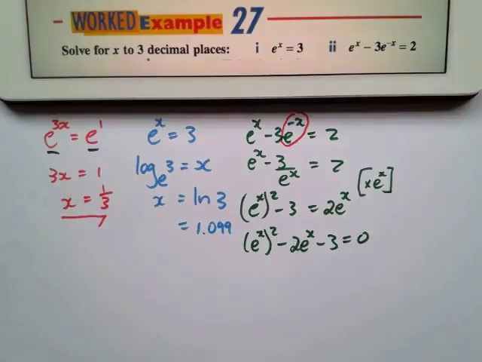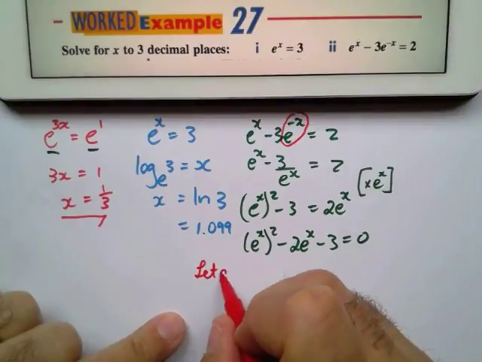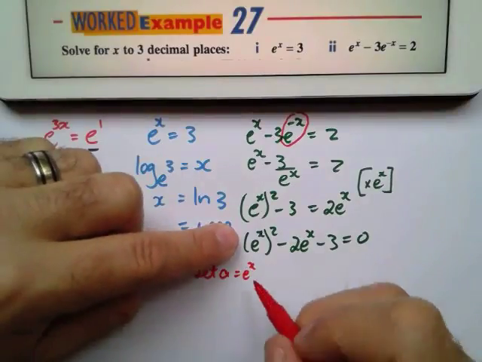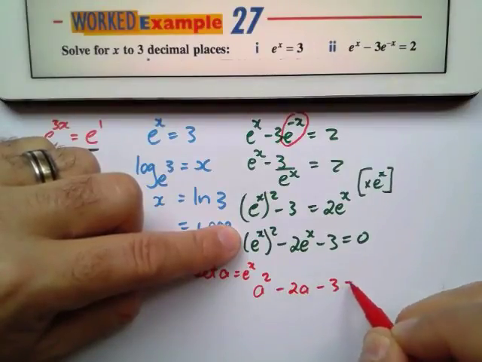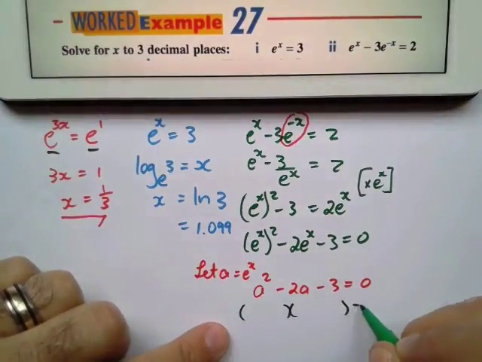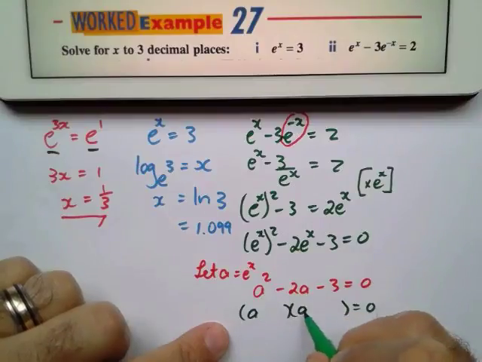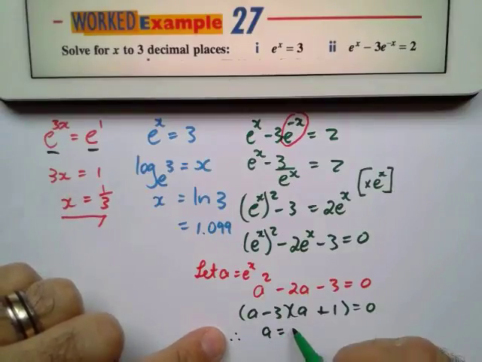So, if you like, you can say let a equal e to the power x. Therefore, this becomes a squared minus 2a minus 3, which equals 0. This can be factorized: 3 and 1, minus 3 plus 1. Therefore a equals 3 or a equals negative 1.